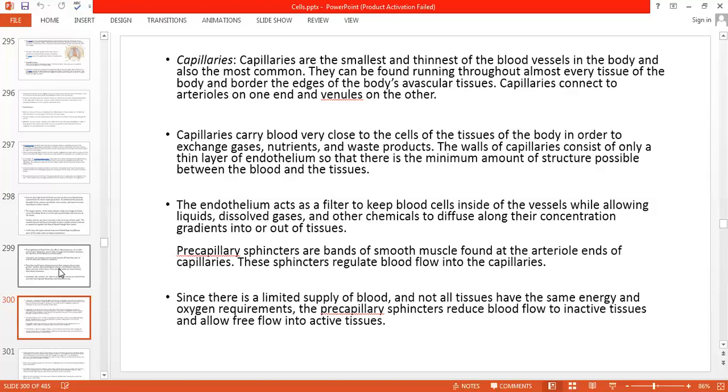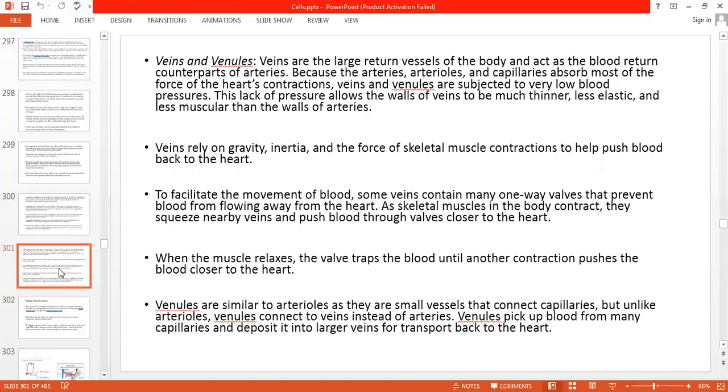Precapillary sphincters are bands of small muscles found at the arteriole end of the capillaries. These sphincters act like a valve which controls the regulation of the blood. The sphincters regulate blood flow into the capillaries. Since there is a limited supply of blood and not all tissues have the same energy and oxygen requirement, the precapillary sphincters reduce blood flow to inactive tissues and allow free flow into the active tissues.